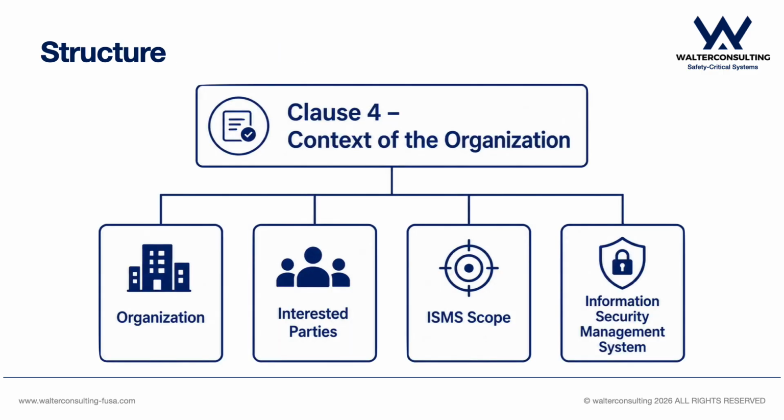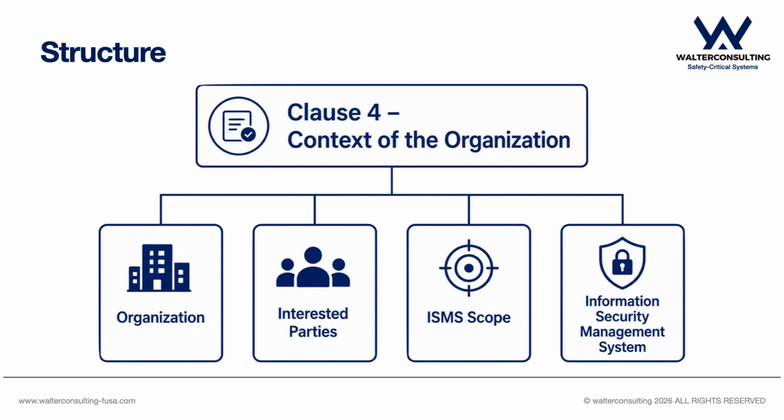It begins by understanding the organization and its context. Next, it considers the needs and expectations of interested parties. Based on this information, the scope of the information security management system is defined. Finally, the organization establishes the information security management system itself. Each activity builds on the previous one, creating a solid foundation for the remaining clauses of the standard.